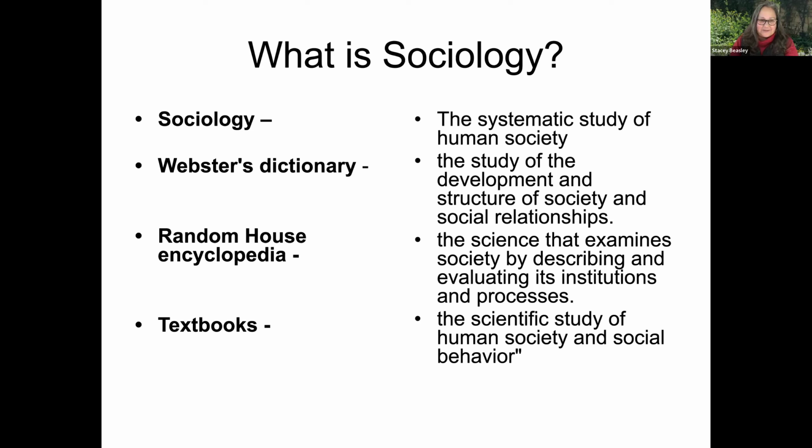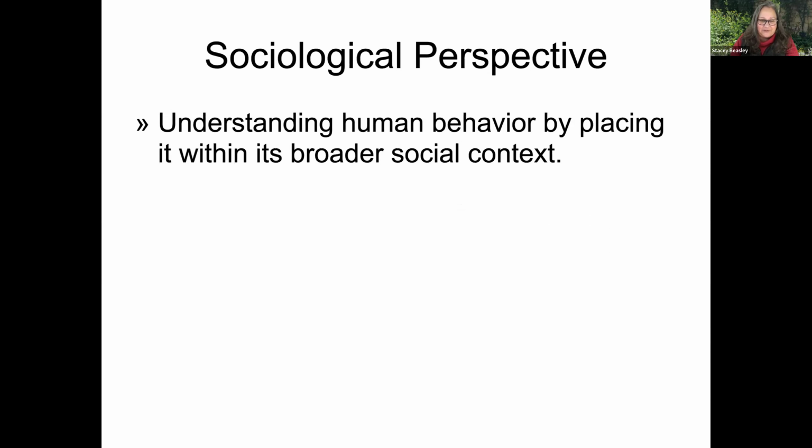And that is the most basic definition of sociology. Yes, we are looking at the different institutions in America, and we are looking at interpersonal relationships within groups, and how one individual may interact with groups. But this is the basic definition. So, the sociological perspective is understanding human behavior by placing it within the broader social context.